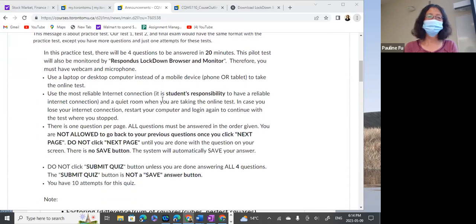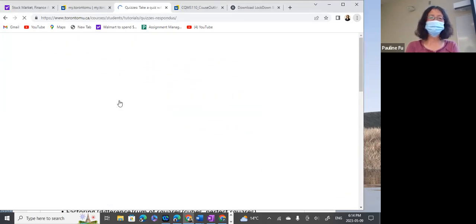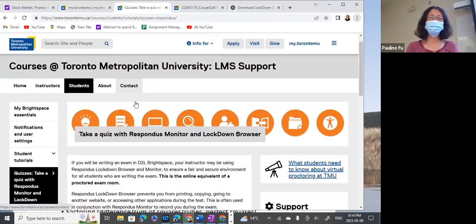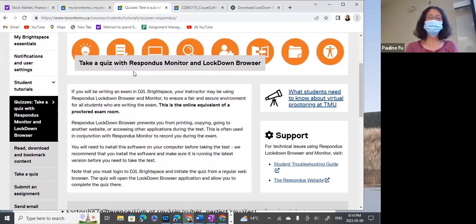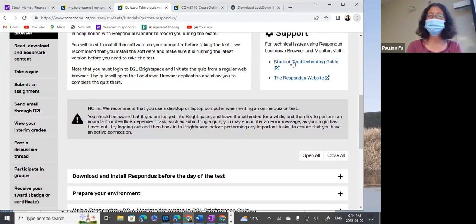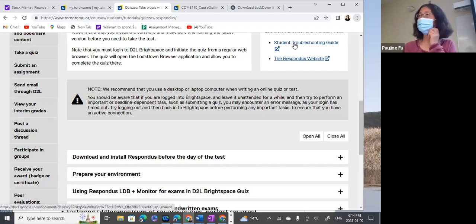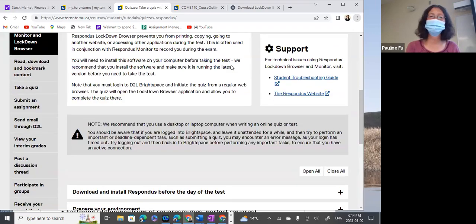Okay, so read this instruction carefully, okay? And also this one, write the quiz with Respondus. See, how do you take a quiz with Respondus Monitor and Lockdown Browser? Read this page carefully, and also there is a student troubleshooting guide. The more you read, the less trouble you will encounter during the test.